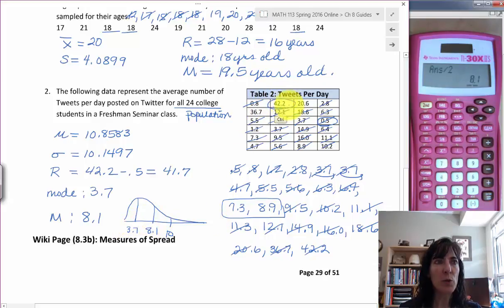So that's kind of what I expect to see when I have a skewed data set. And if I look at the actual data, the 42 and the 36 are very large compared to all the other numbers of tweets. And so that's probably what's pulling my mean way off to the right. Okay, so we needed to find the mean, the standard deviation, the range, the mode, and the median.